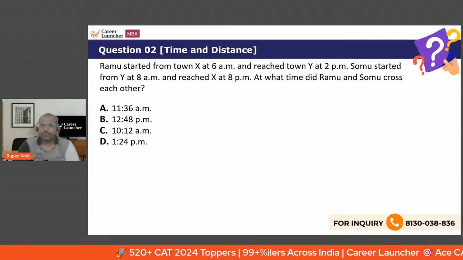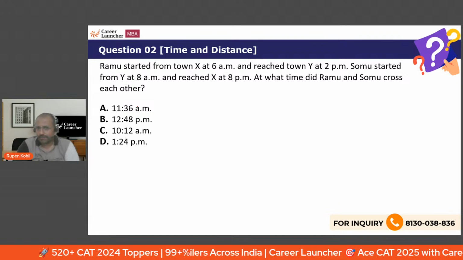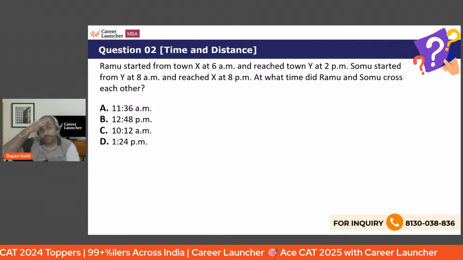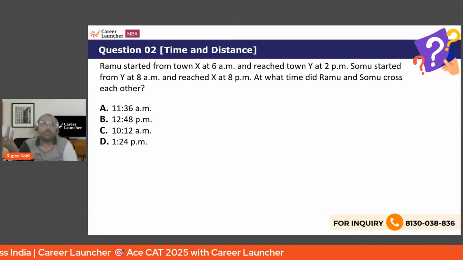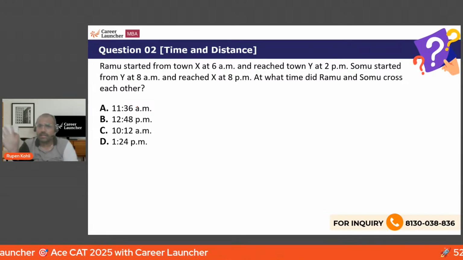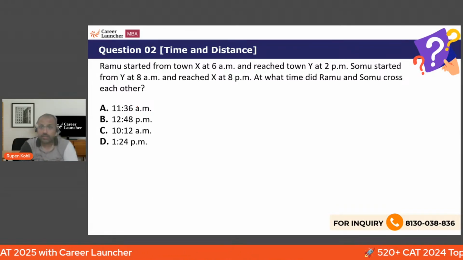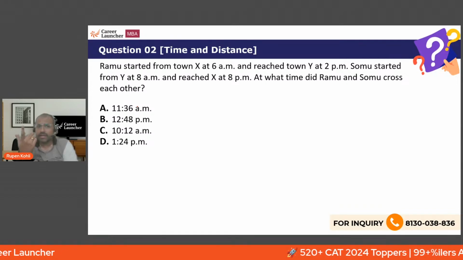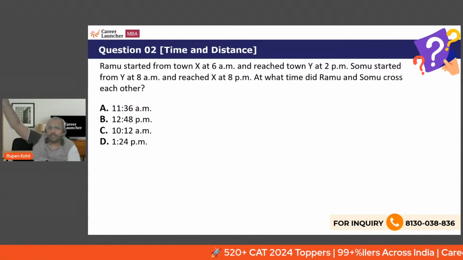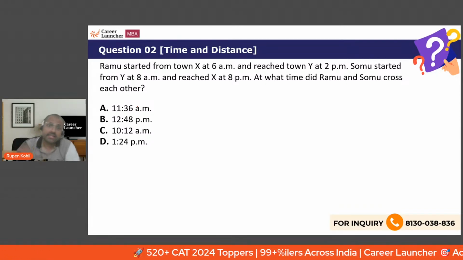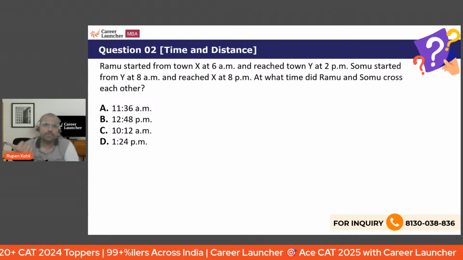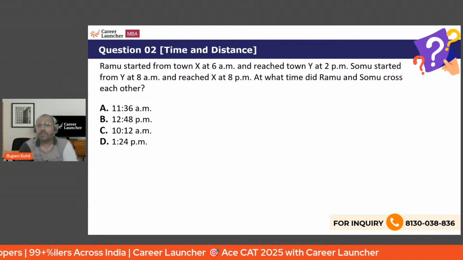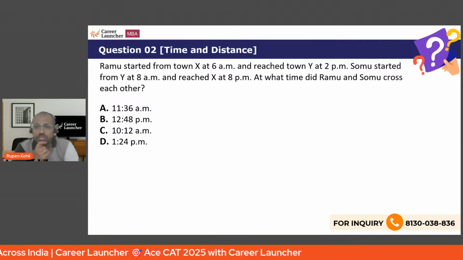Ramu started from town X at 6 a.m. and reached town Y at 2 p.m. 6 a.m. to 12 p.m. is 6 hours, and then another 2 hours, so Ramu took 8 hours. Somu started from Y at 8 a.m. So he started from the other end. At 8 a.m., he started and reached X at 8 p.m. That's exactly 12 hours. Ramu takes 8 hours, Somu takes 12 hours. At what time did Ramu and Somu cross each other?